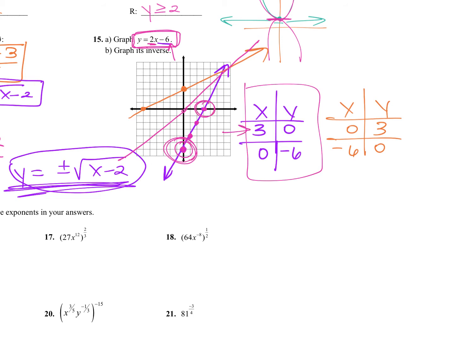That's these 2 points. So then the inverse just takes those 2 points and flips your x's and y's. So that became this. When I swapped these, I got 0, 3. When I swapped these, I got -6, 0. So yeah, this was 0, -6, right? This was 3, 0. So I just named those points from the graph that we had already made.